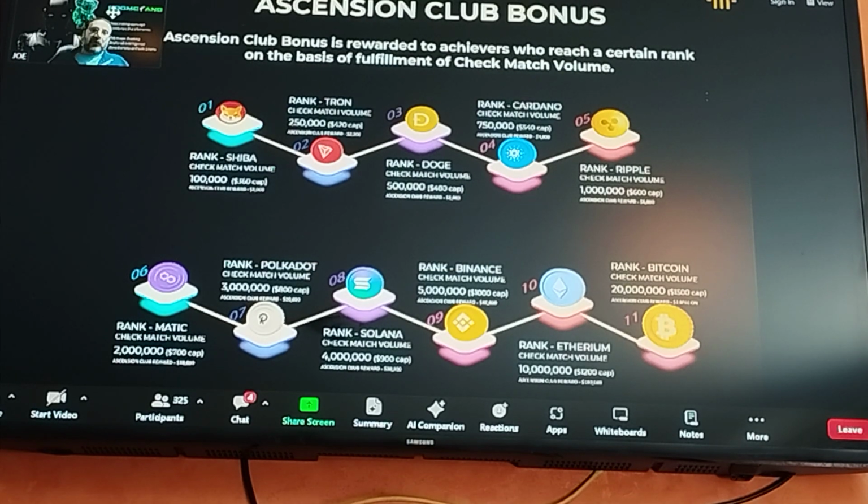This is the Ascension Club Rewards. This is me. That's a very beautiful picture of me on rung number 1. Sheba rank. You do $100,000 worth of business on your left and right side, you will receive $1,000 of Sheba. And Tron, when you hit Tron, you'll get $2,000 of Tron, $3,000 of Doge, $4,000 of Cardano, $5,000 of Ripple, $10,000 of Matic, $20,000 of Polkadot, $30,000 of Solana, $40,000 of Binance, and $100,000 of Ethereum.